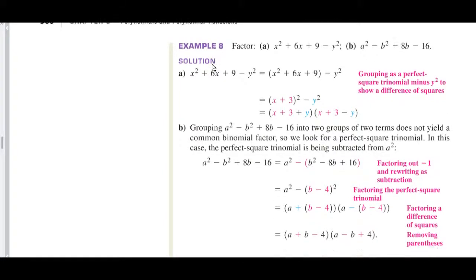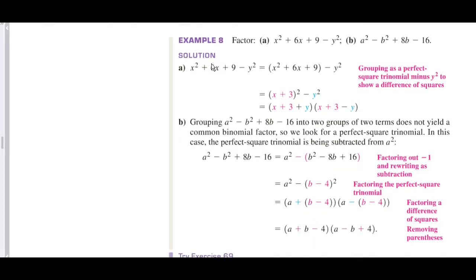Now, some of these get rather a bit challenging. Let's look at B over here. And again, they have all of it worked out. There's no way for me to hide that. But as we look at this part, I don't know if you could see it, but this is a perfect square trinomial that they're now putting parentheses around.